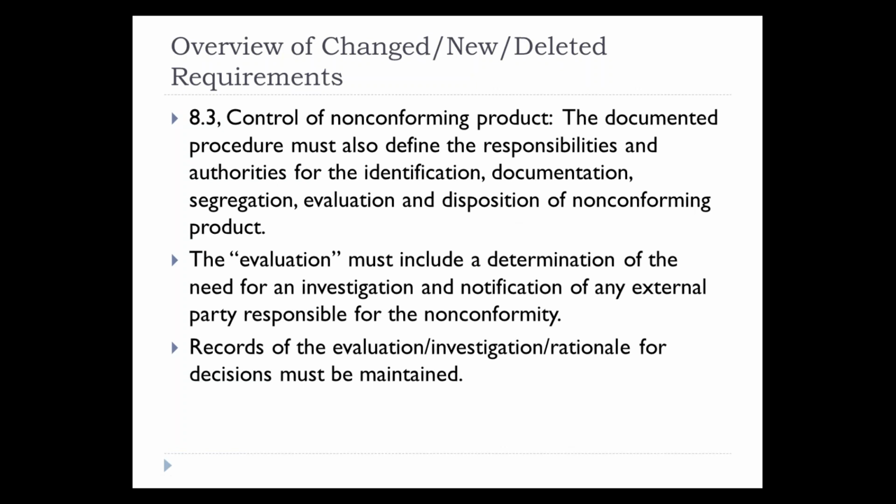8.3 relates to the requirements for nonconforming product. Again, there's still a requirement for a documented procedure. It has to define the responsibilities and authorities for identifying, documenting, segregating, evaluating, and the disposition of nonconforming product. The evaluation that's conducted has to include a determination of the need for an investigation and notification of any external party responsible for the nonconformity, and records of the evaluation, investigation, and rationale for decisions have to be maintained.